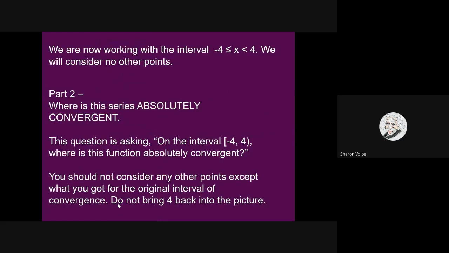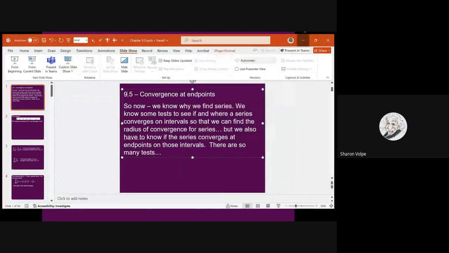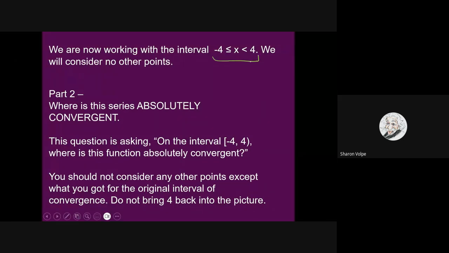Okay, interval of convergence. Now I'm going to ask you some more stuff with this question. So I'm working with this interval only. Only this interval. I will consider no other points. So they ask, where is the series absolutely convergent? On this interval, where is the series absolutely convergent? Well, right away, I know that I'm convergent from -4 to 4, but I need to look at that endpoint -4. Why was I convergent there?